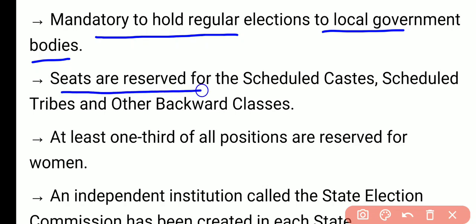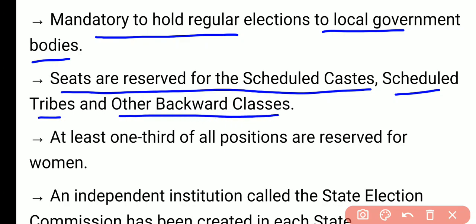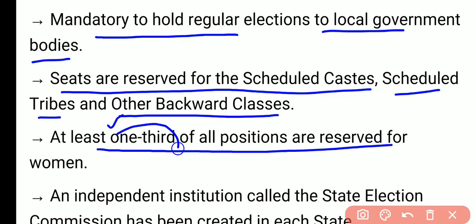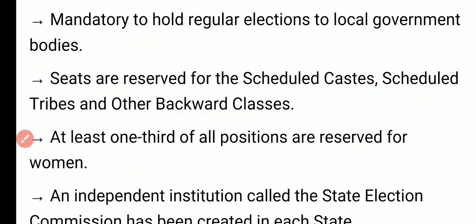Second, seats are reserved for the scheduled castes, scheduled tribes and other backward classes. It was also a very welcome amendment. Now reservation was given in the local body elections for the SCs, STs and other backward communities. It means that they could now actively participate in the decision making process. Next, reservation was also given to women, and it was 33%. One third reservation was provided to women. It was also a very welcome amendment in the local bodies.